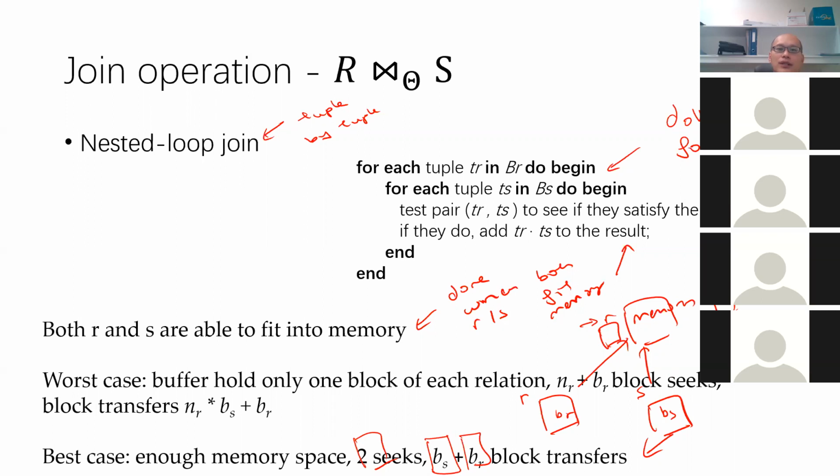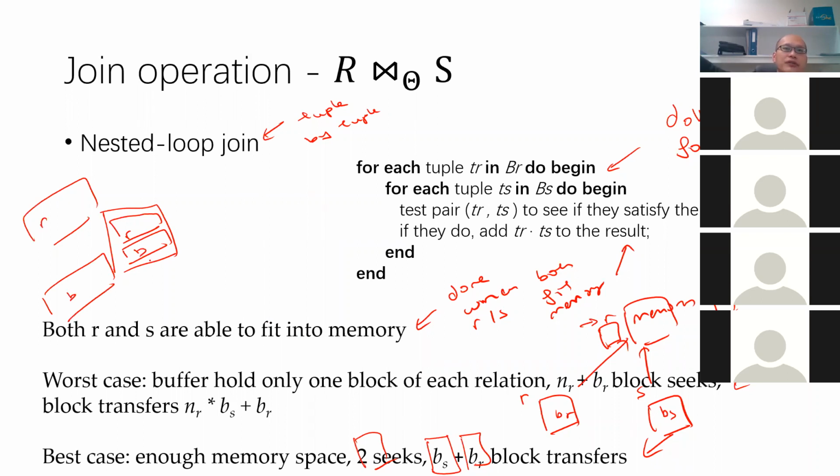I'm going to cover the worst case scenario, and I probably will redo this slide when I do the recording for this entire lecture. The worst case scenario is when the buffer holds only one block of each relation. So it means that I have a buffer, and this is from R, and this is from S. And I have other blocks of R here, and other blocks of S over here.